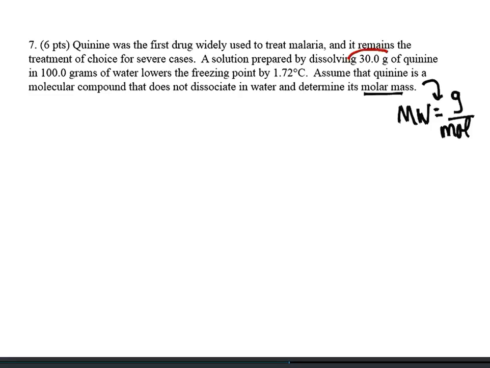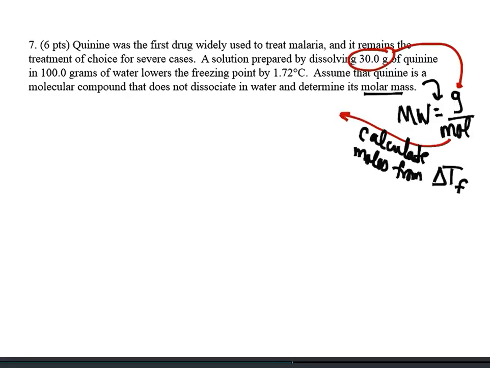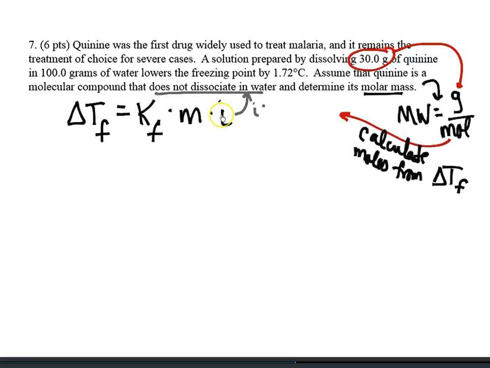Remember that molecular weight is grams per mole, so we know that the mass is 30 grams. We just need to figure out how many moles that represents. We're going to calculate moles from the freezing point depression information. Does not dissociate in water means that the i value, the van 't Hoff factor, is 1. So we plug everything into our freezing point depression equation.